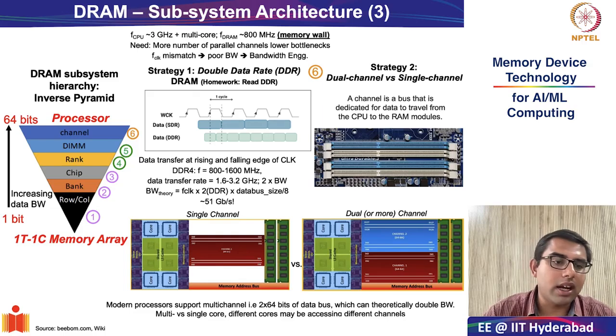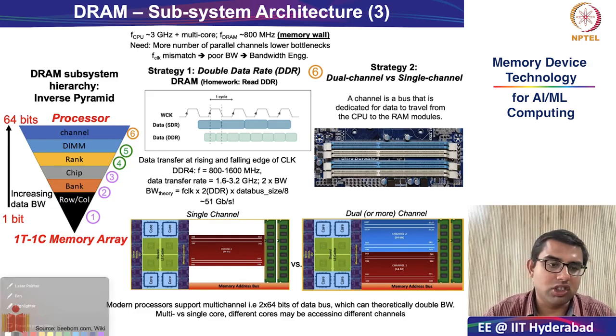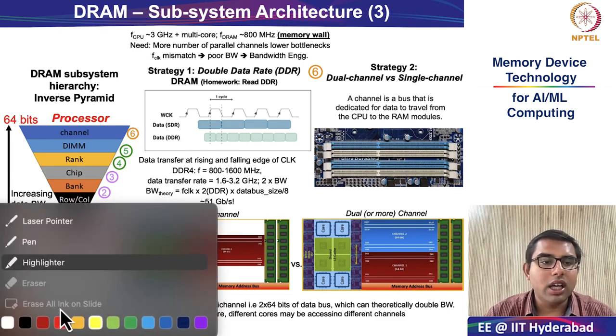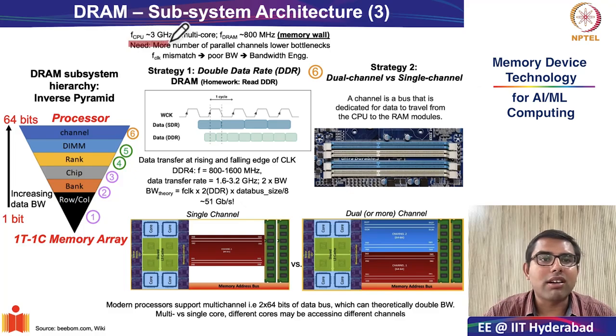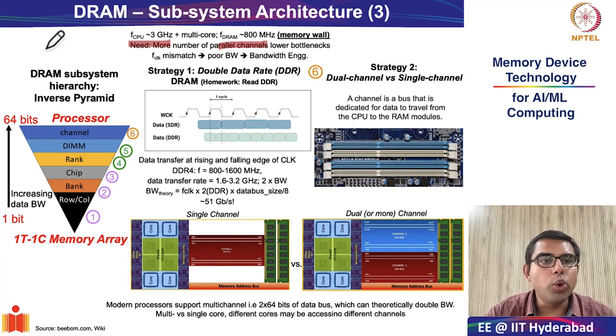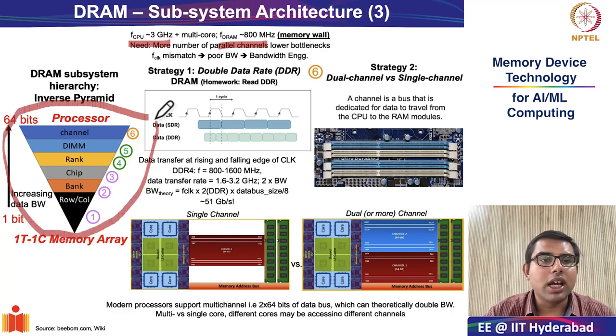We saw that there are big bandwidth mismatches between the CPU and the memory. The CPU works at roughly 3 gigahertz or more, whereas the main memory, which constitutes the DRAM subsystem, works at only 800 megahertz. This mismatch is what is known as the memory wall. To address this mismatch, there were some very interesting innovations at the DRAM subsystem hierarchy in the form of this inverse pyramid.